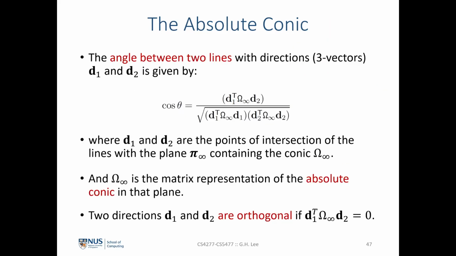So similar to the circular point, we can make use of the absolute conics to define the angle between any two lines in the projective 3D space. Suppose that I have two lines given by D1 and D2. It's a 3-vector directional vector. In this case here, D1 and D2 are actually my ideal points that are pointing towards infinity.